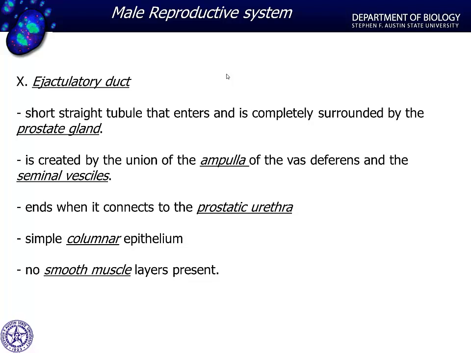ejaculatory duct. The ejaculatory duct, the prostatic urethra, and even the seminal vesicles are all at the same level of the prostate gland. So sometimes it's a little difficult to see these individual structures. We saw them in an illustration, and we'll see another illustration coming up, but again, all of this is happening here. For the ejaculatory duct, if you see a section through this, you're going to see simple columnar epithelium, no smooth muscle whatsoever, and you're probably going to see a lot of prostate surrounding it as well.